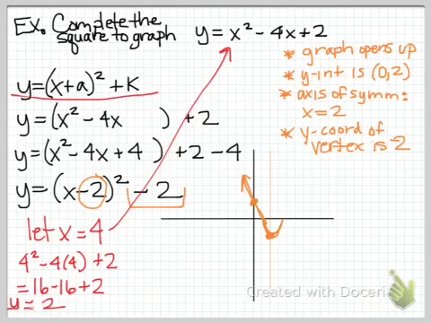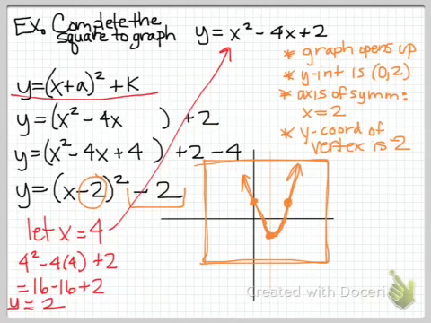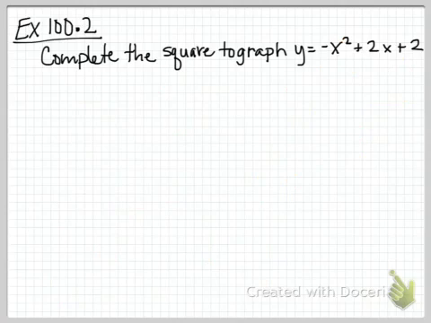So when x equals 4, y equals 2, so that's another point I can plot, (4, 2), and then finish my parabola. So that is the graph of that first parabola. We'll do a couple more examples.